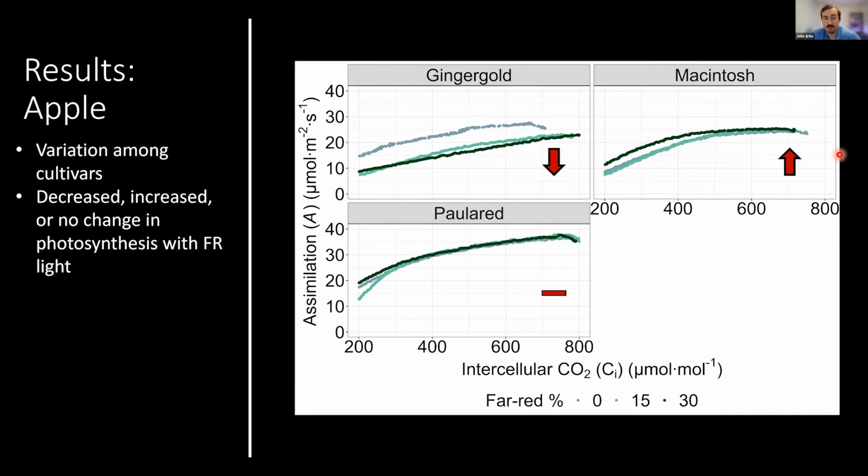So these three different cultivars were grown in rather close proximity to each other. As far as I know, there are no different management styles or treatments of these different apple trees, but we see a very big difference in how they respond to far red light and even their maximum photosynthetic capacity. So there's a lot of variation here, even within a species, that is not fully explained, I think, in the literature.